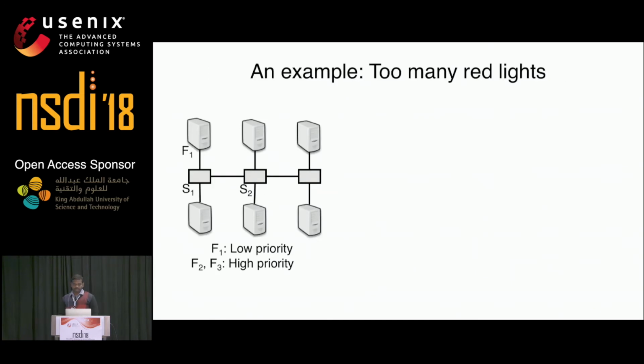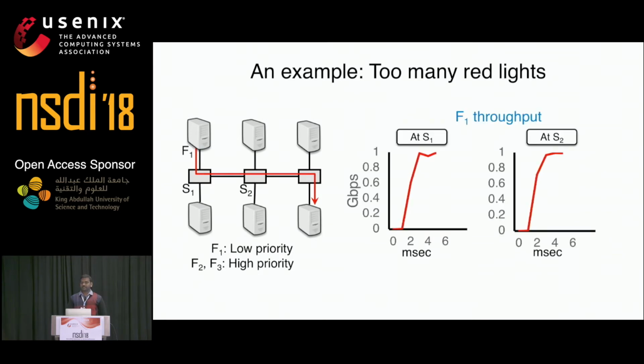Let's take an example. Consider that there is a low priority flow F1 and its throughput is close to 1 Gbps initially at both switches S1 and S2. When a high priority flow F2 came in, the packets got delayed and its throughput dropped to 600 Mbps. And right after F2 finishes, another high priority flow F3 came in. Now the throughput of F1 is further dropped to 200 Mbps at S2.